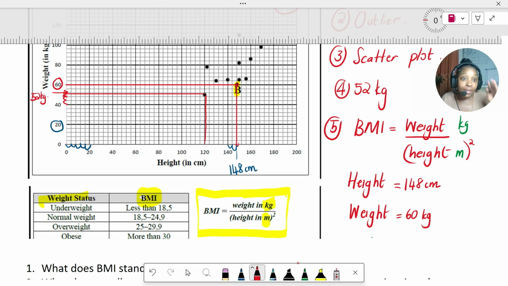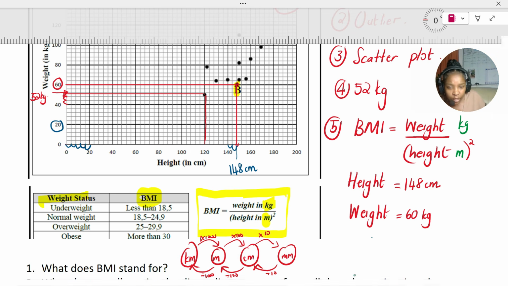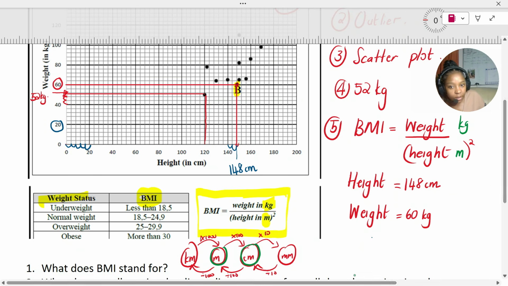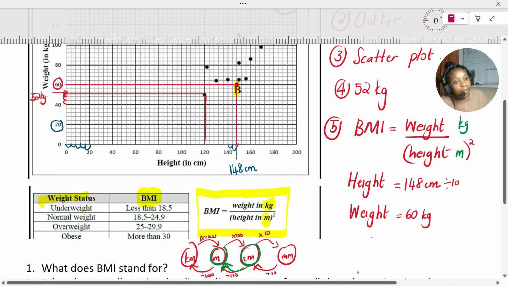How do you convert from centimeters to meters? Easy stuff, because we can already visualize those pictures that I'm always drawing. Not because I'm bored, but because I know that they work. So if you're moving from centimeters to meters, all that you need to do is divide by 100. So we're going to take that 148 centimeters and divide by 100. When you divide by 100, the answer is 1.48 meters, right?